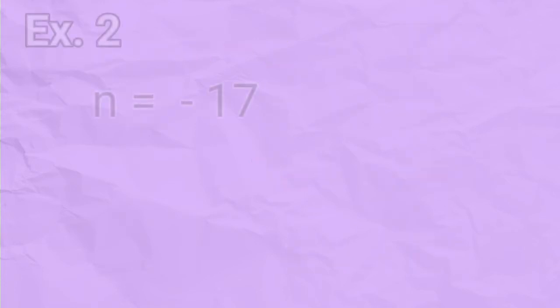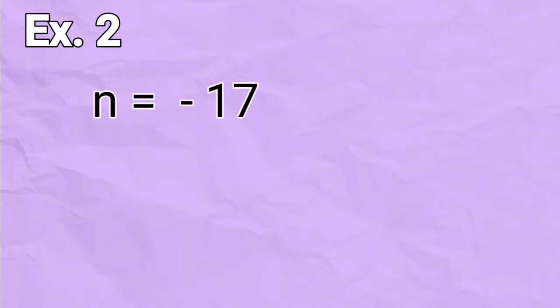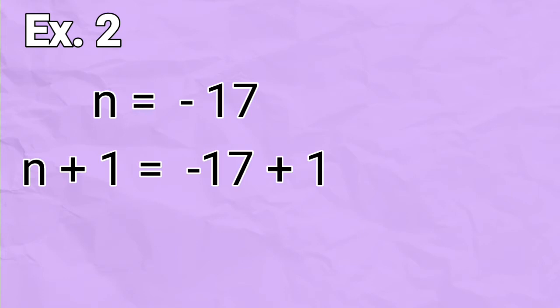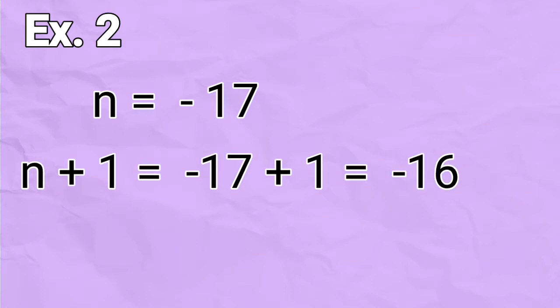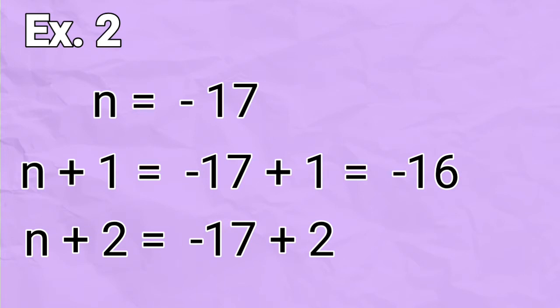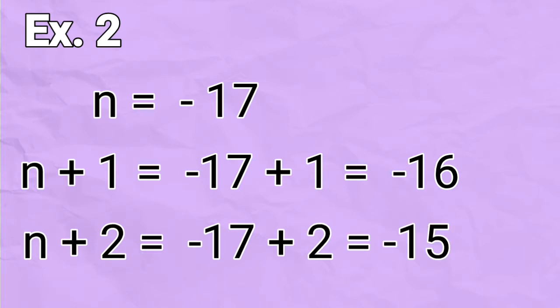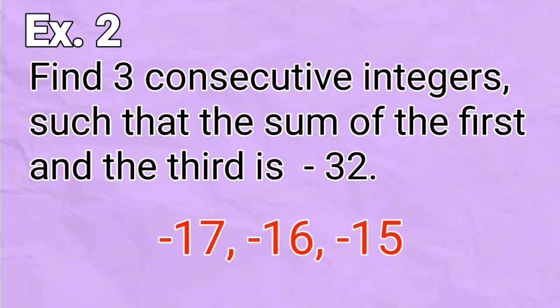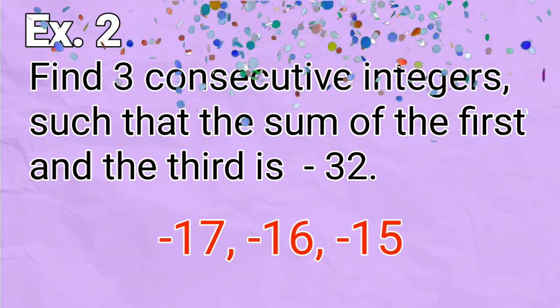So we have our first integer, n equals negative 17. The next one will be n plus 1. So that's negative 17 plus 1, which is negative 16. And for our third integer, we have n plus 2. So that's negative 17 plus 2, which equals negative 15. And we've found our 3 consecutive integers. Hooray!